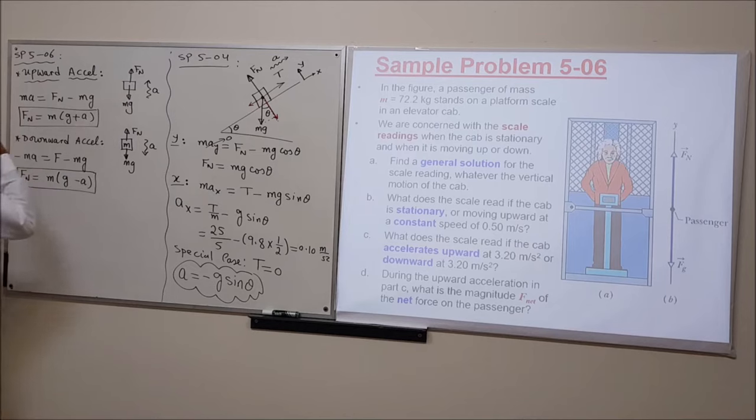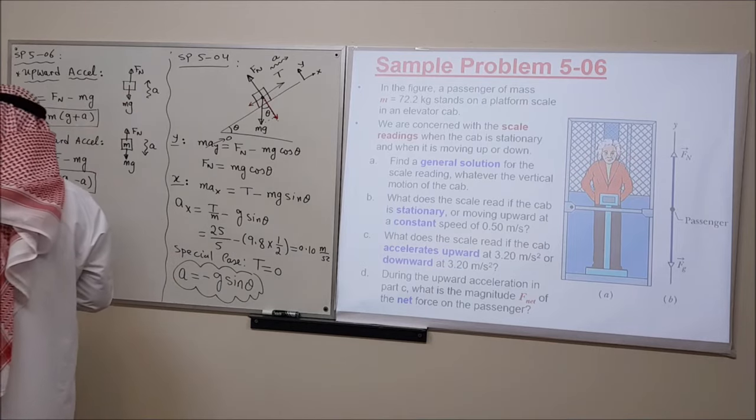Now let me say that in the book you only have this equation. But if you want to use it, you have to substitute a with its sign. If it is going up, it is positive. If it is going down, it is negative. While with what we have here, if you want to use these equations, you only have to substitute the magnitude of the acceleration, because we already took care of the sign in here.